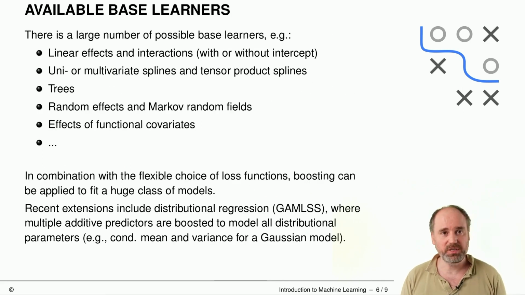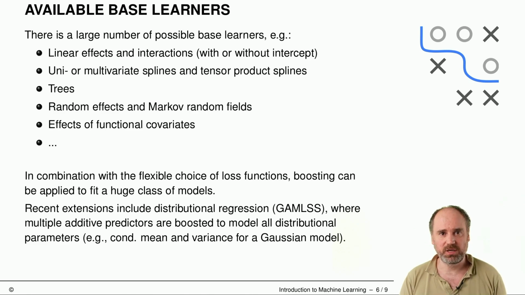So to wrap it up, there is now a quite large number of potential base learners available to us. You can use linear effects, interactions, uni- or multivariate splines, tensor product splines, trees, which we discuss a lot more in the normal gradient boosting part, random effects, and Markov random fields. You can even boost functional covariates, and all of that can be handled quite nicely in this template algorithm of component-wise boosting.